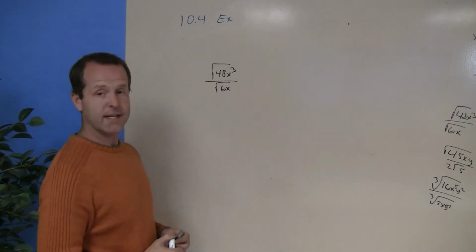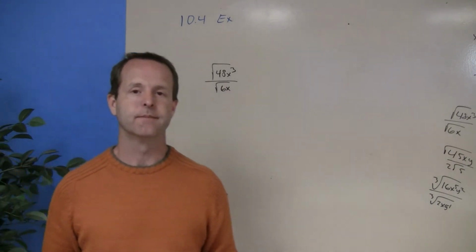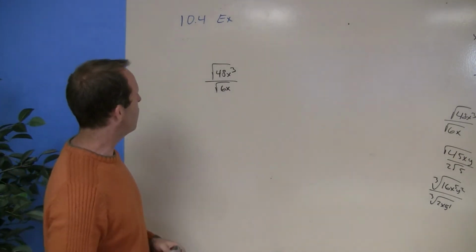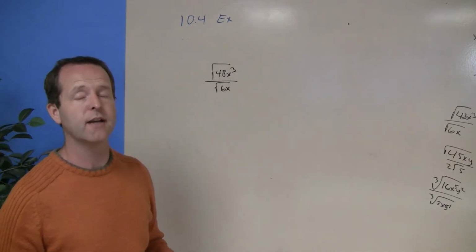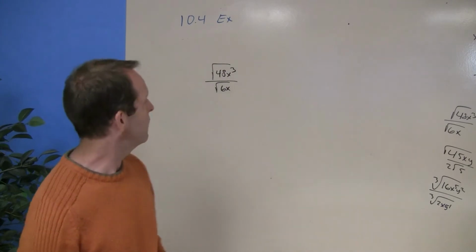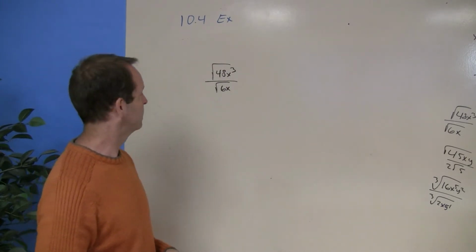Square root of 48x cubed over the square root of 6x. What do we do? Well, before I try to look at the individual factors and find out if there's a way to reduce these guys, or individual squares, and see if they can pop on out, it doesn't look like they can.